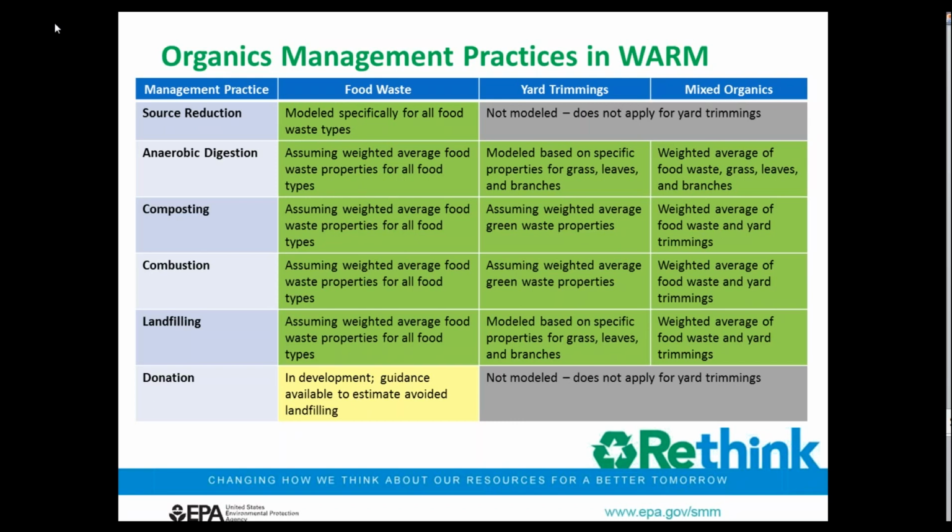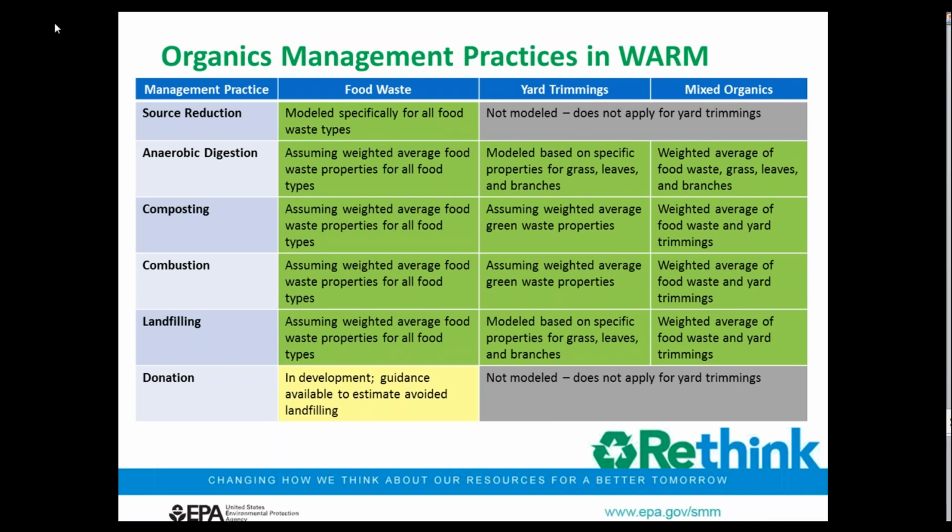Composting, again, covers all organic materials. For food waste, we have a weighted average mix of food waste properties that we use to model it. For yard trimmings, similarly, we have a weighted average mix of green waste, so that's the grass, leaves, branches combination.